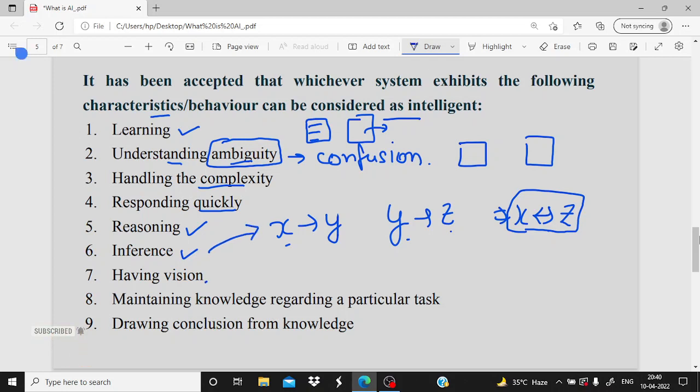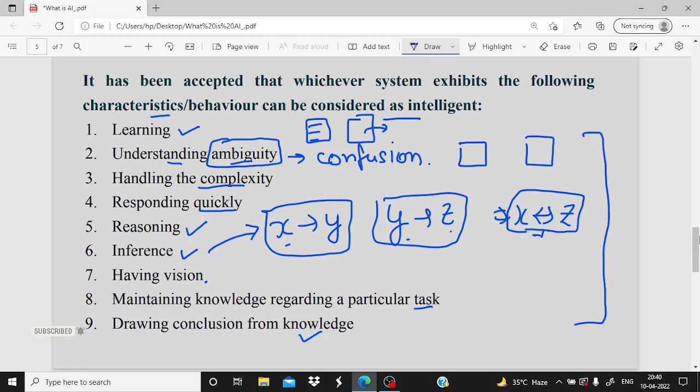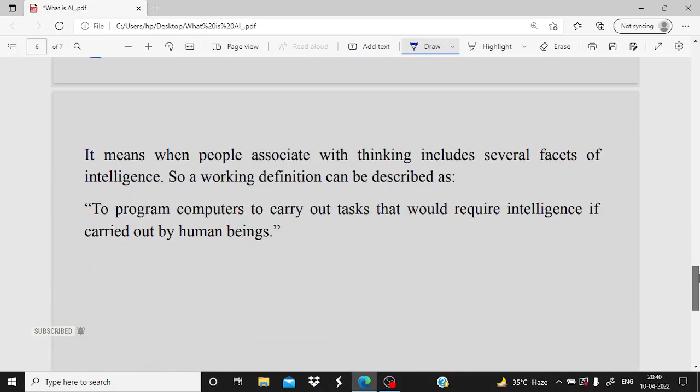Having vision, maintaining knowledge regarding a particular task, and drawing conclusions from the knowledge. As we have concluded this from the knowledge, this statement is the knowledge, and we have concluded from this. These all are the characteristics. If these are included in some machine or device, then it is considered intelligent. So to define AI, we must include the concept of these particular characteristics. After understanding these characteristics, we can clearly define what artificial intelligence is.